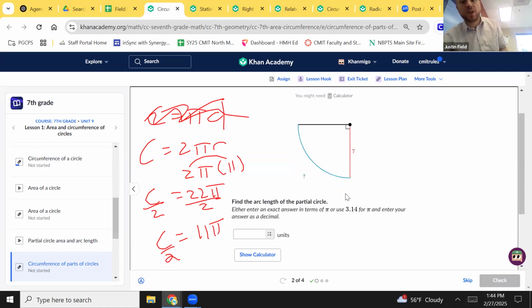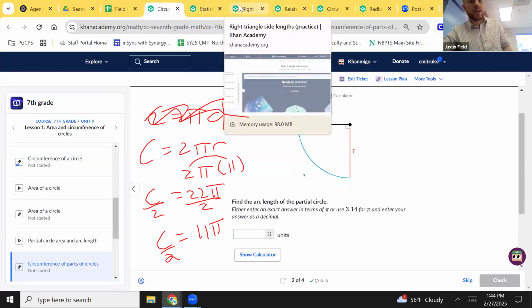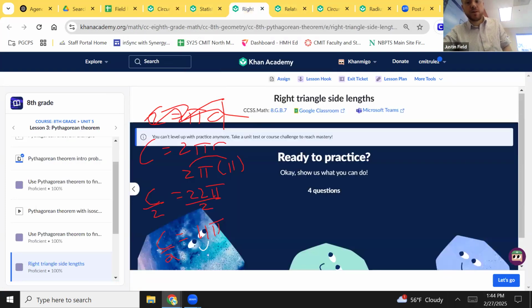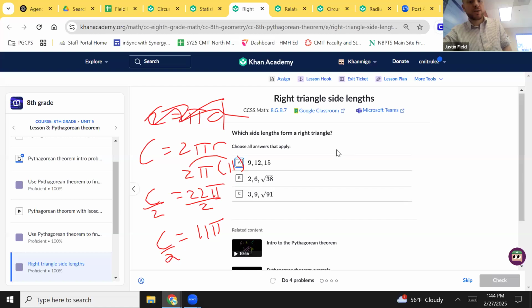And so they could give us a half the circle. They could give us a fourth of the circle. So find the circumference and then divide by 4. And that will be the length of just that arc. So a fourth of the circle. So have fun with that one. Shouldn't be too bad. And then the last one here is right triangle side lengths.